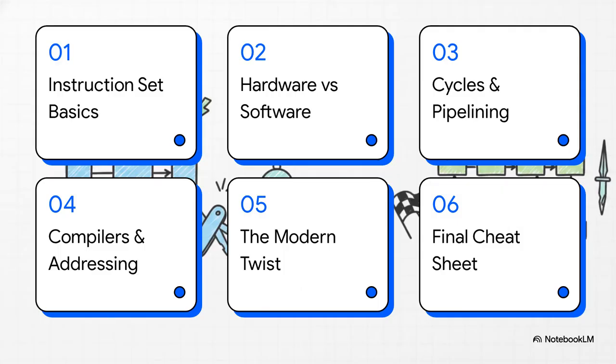Let's dive right into our masterclass roadmap. First up, instruction set basics, followed by hardware versus software. Then, cycles and pipelining, compilers and addressing, the modern twist, and finally, we'll wrap up with your ultimate cheat sheet.